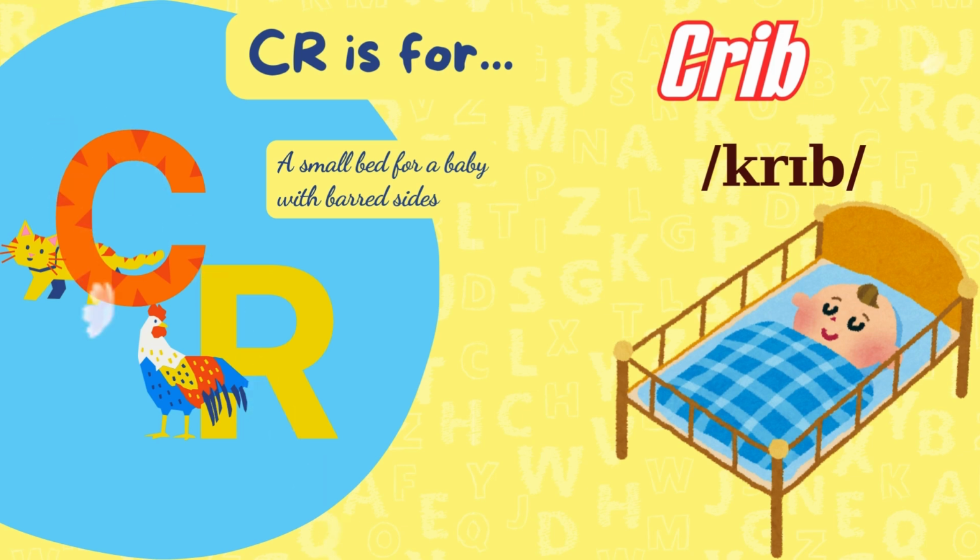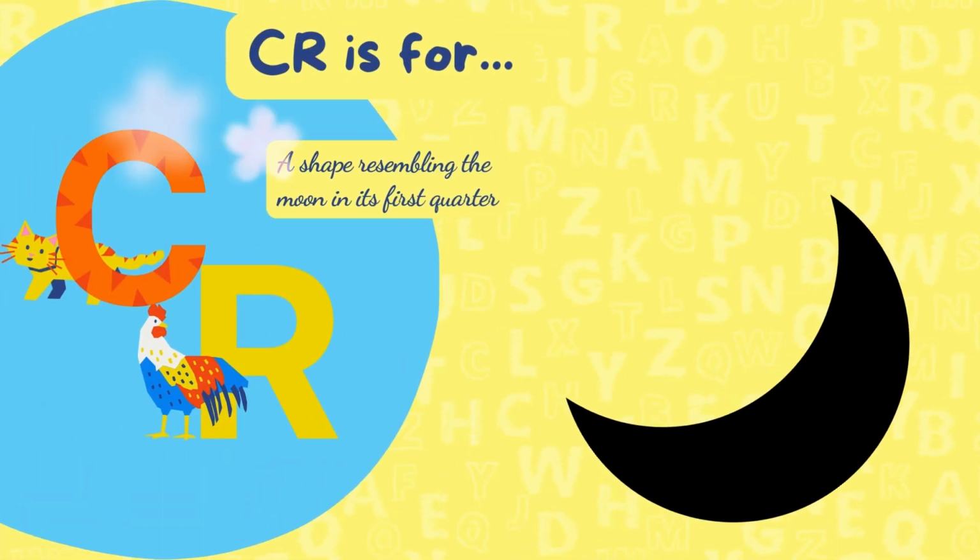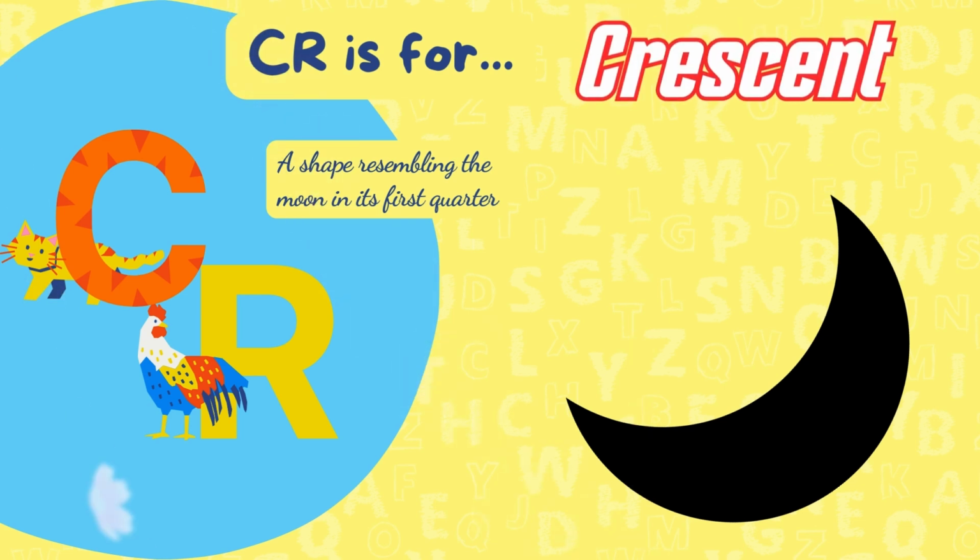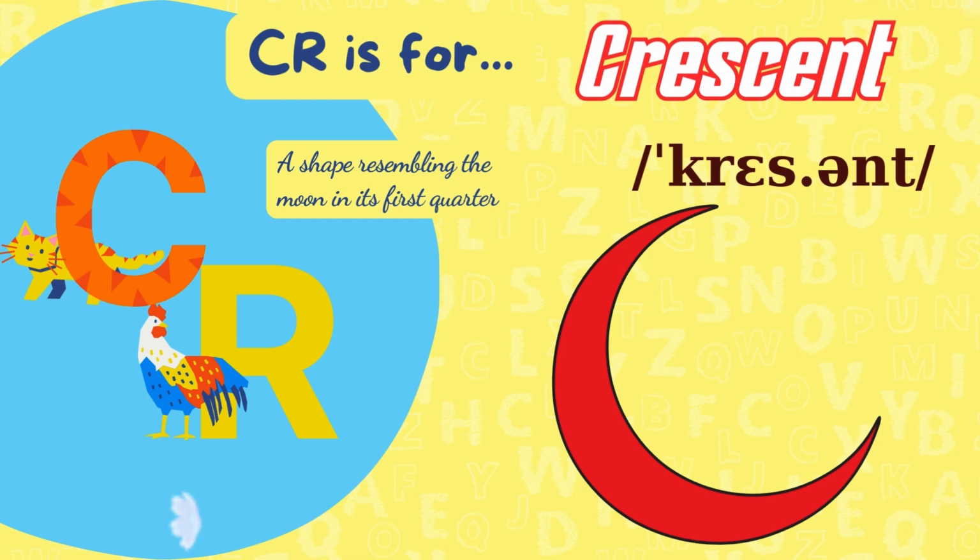Crib. Crib. CR is for crescent. Crescent. Can you say it with me? Crescent. Crescent.